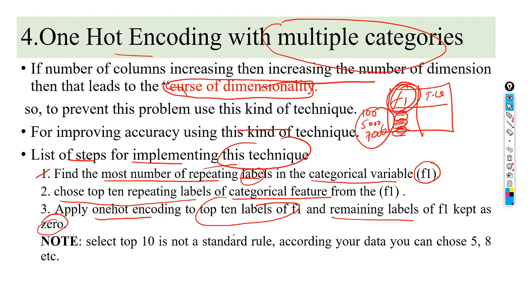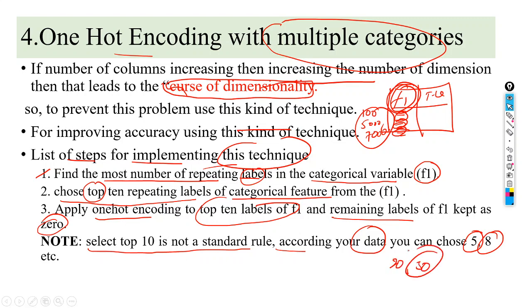What does that mean? We can see it practically, but choosing the top 10 is not a standard rule. According to your data and the number of labels of the category, you can choose the top 5 labels, top 8, top 20, or top 30, according to the number of labels in the categorical variable and the amount of data, like that.